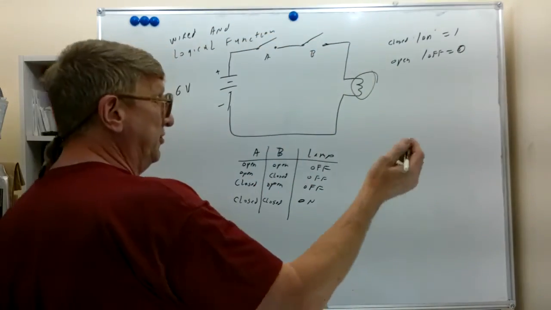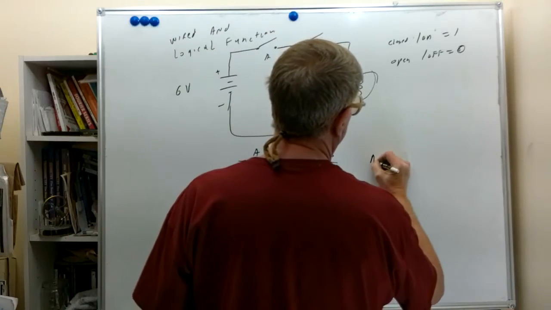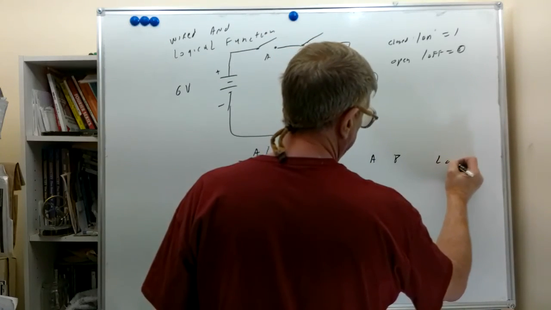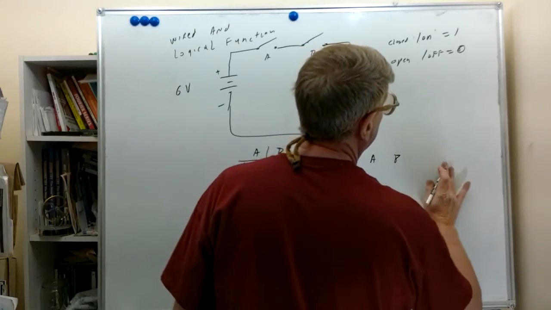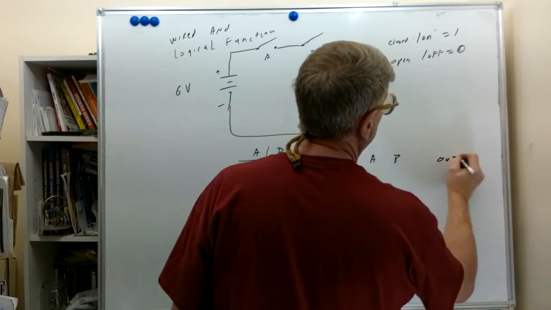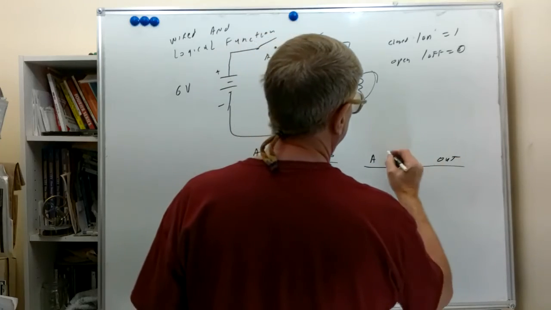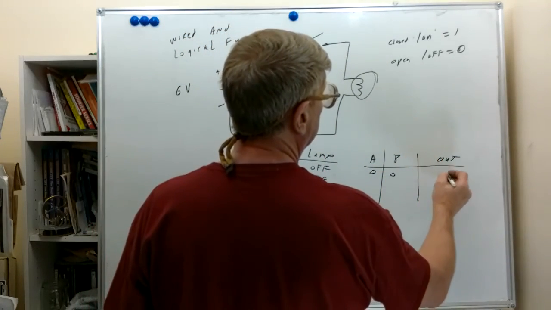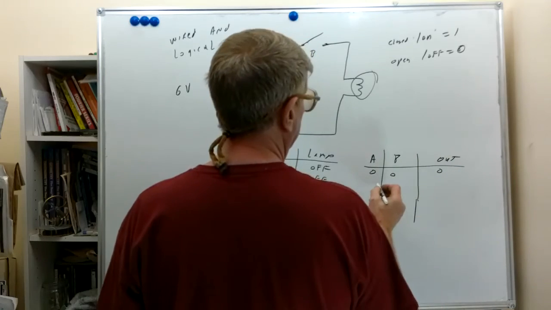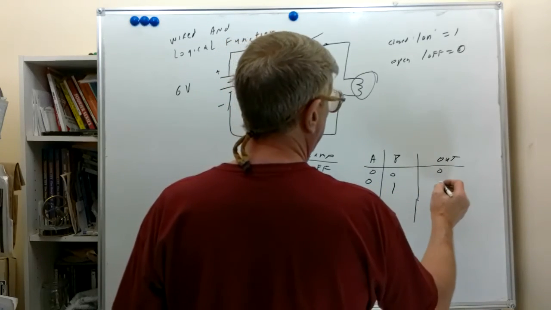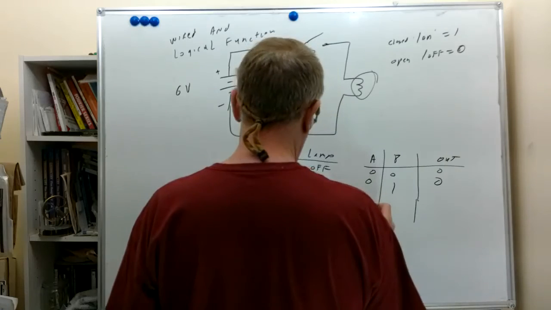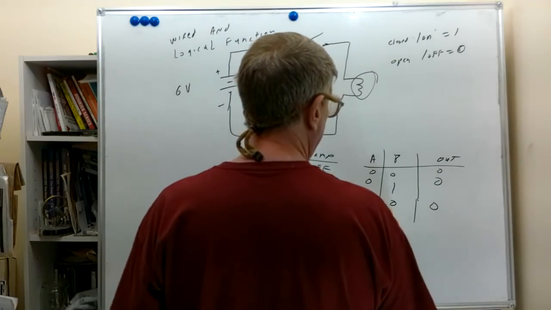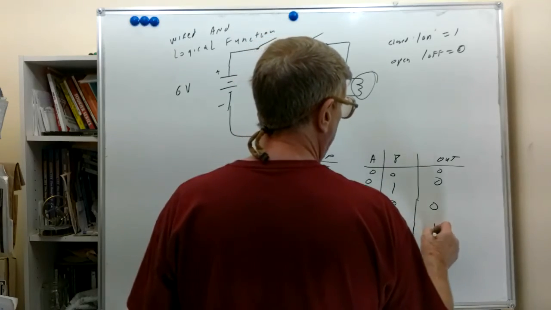So let's make a truth table using 1s and 0s. We'll go A, B, and let's just call the lamp output. 0, 0, 0. 0, 1, 0. 1, 0, 0. And 1, 1, 1.